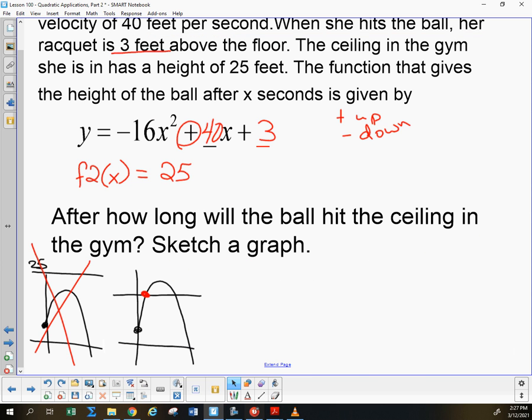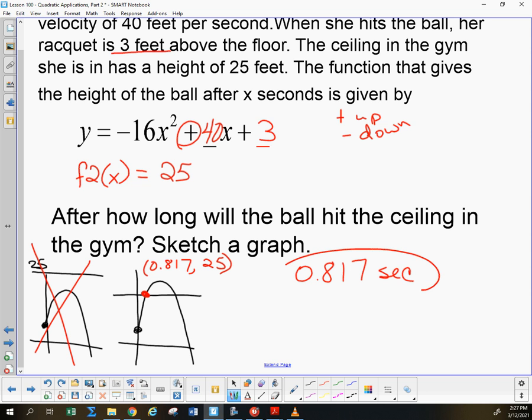So we label this on our graph that this is 0.817, comma, 25. And our answer, it's not enough just to label it, we need to put it with its units. So after 0.817 seconds.